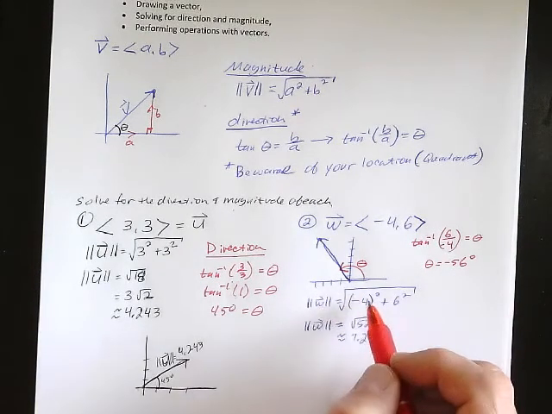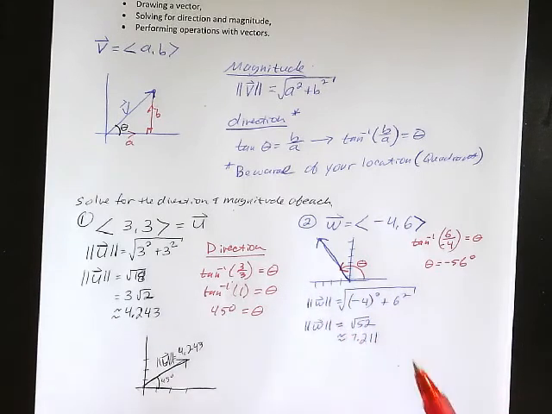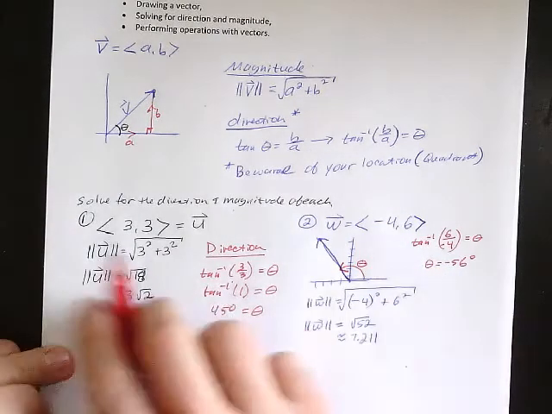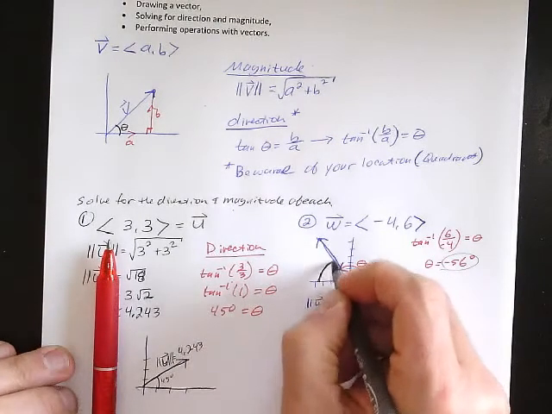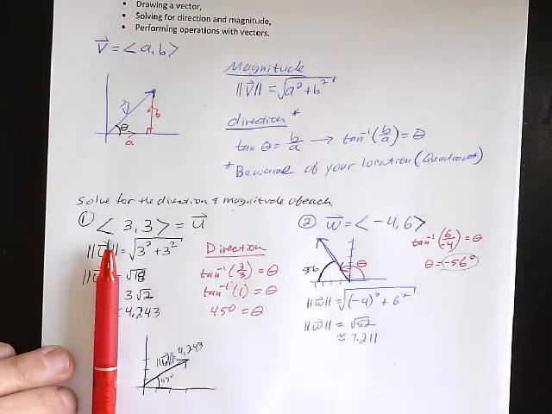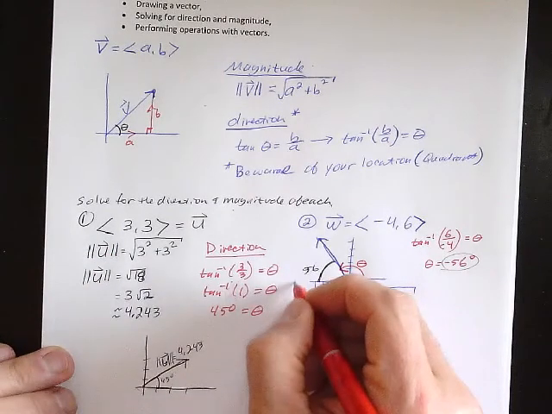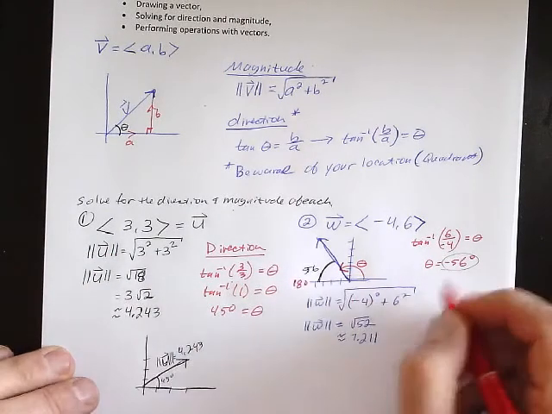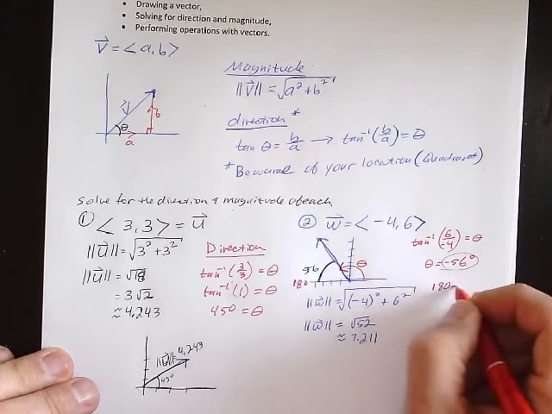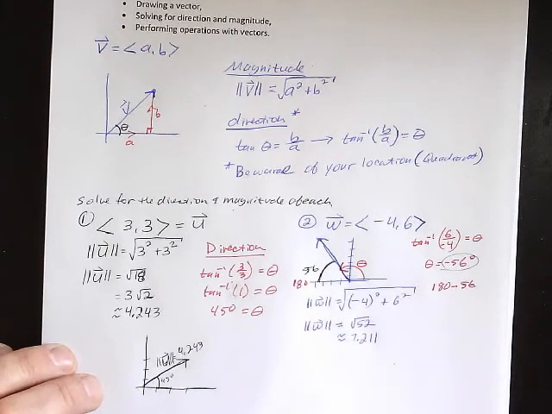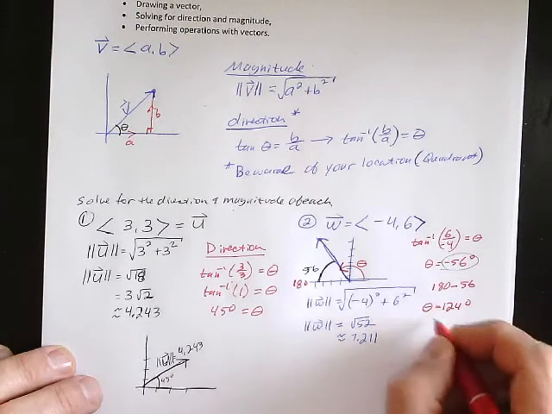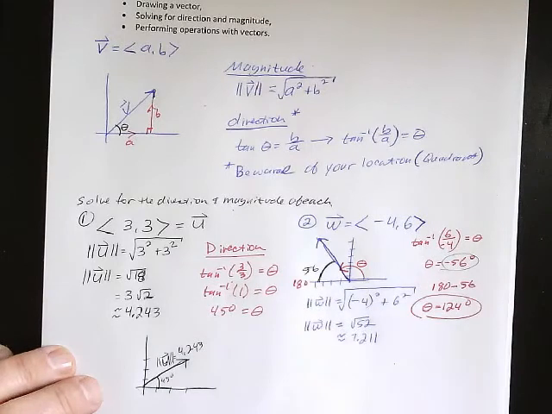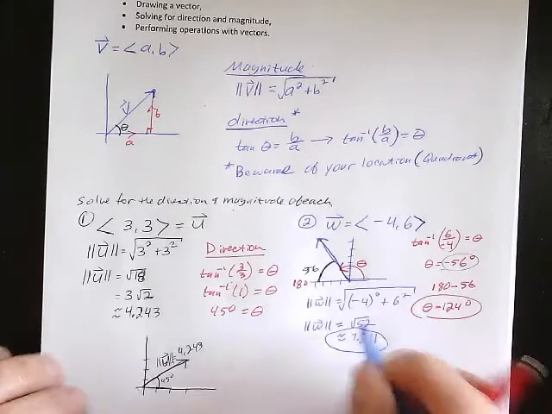Now there's an issue with this. It's -56. -56 would be down here. But knowing what we know from the last couple modules, this 56 degree angle is right here. So to find the red angle, if that's 180 degrees, we're going to do 180 minus 56, which would be 124 degrees. So that is our direction.